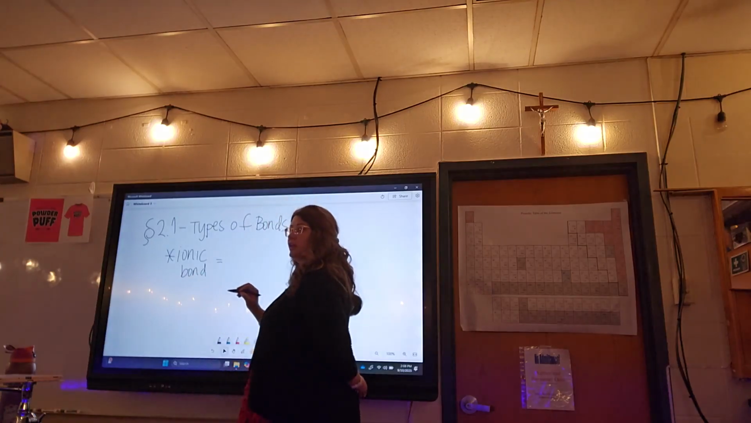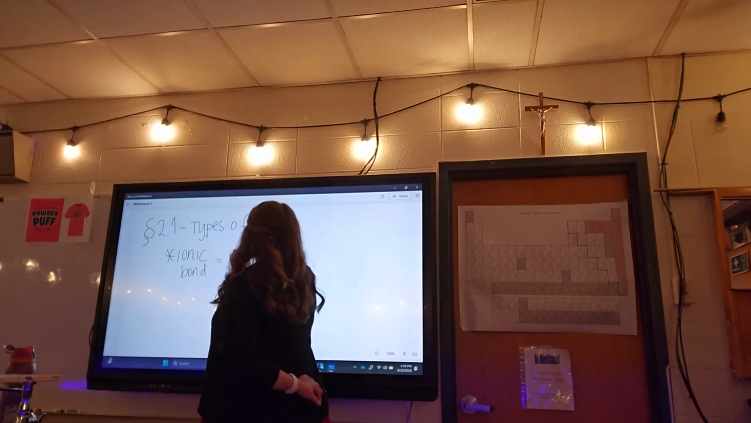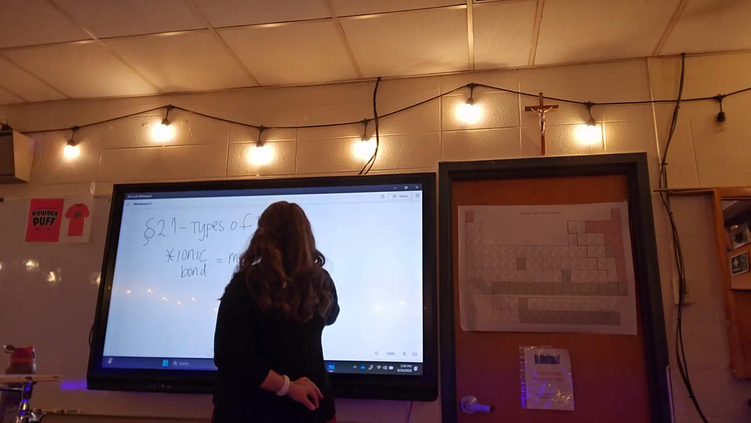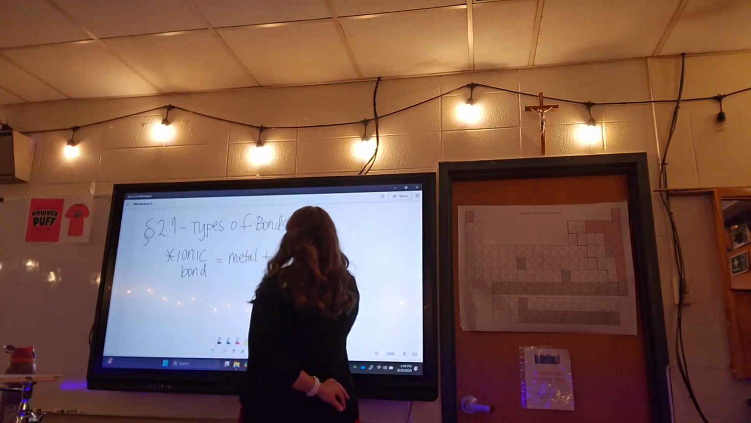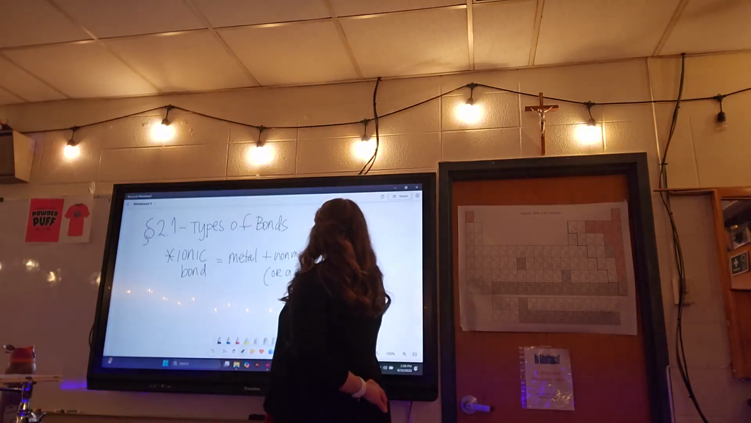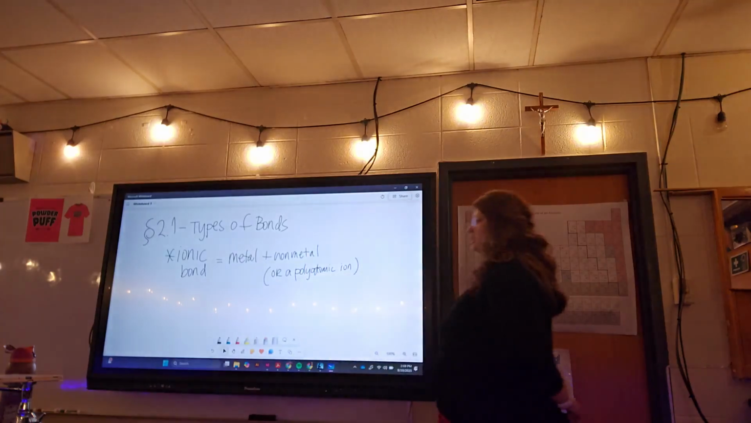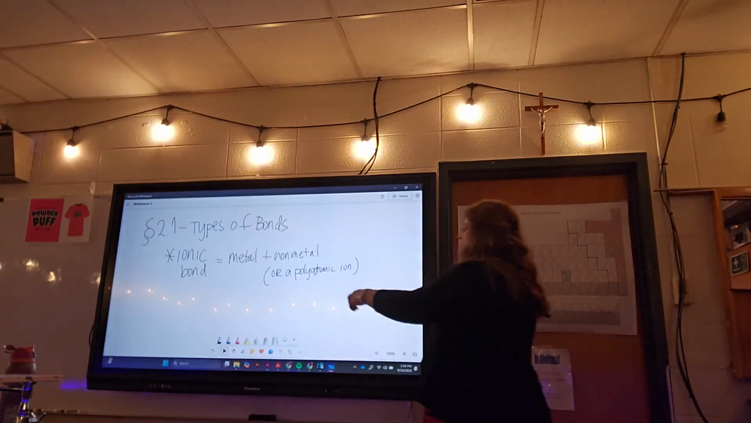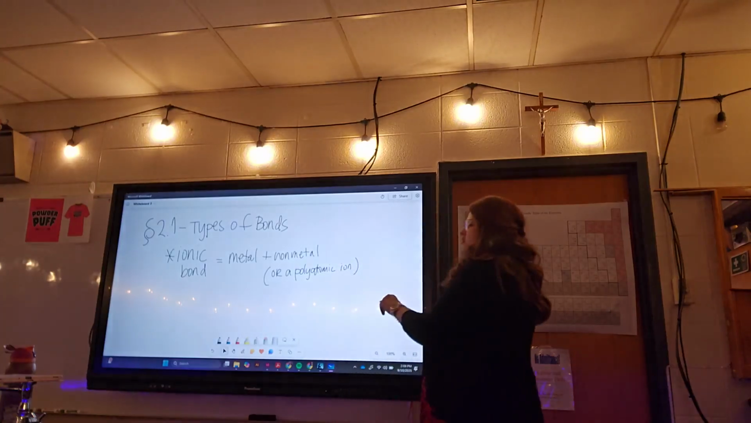You can tell by looking at its formula. What does the first thing have to be in order for it to be an ionic bond? Metal. It's a metal plus a non-metal. But the non-metal bit could also be a polyatomic ion. And so if the thing at the end of your compound is a polyatomic ion, it means that it has a charge.